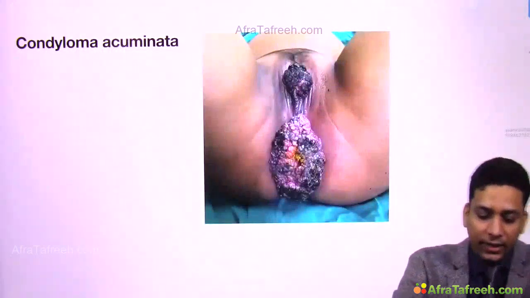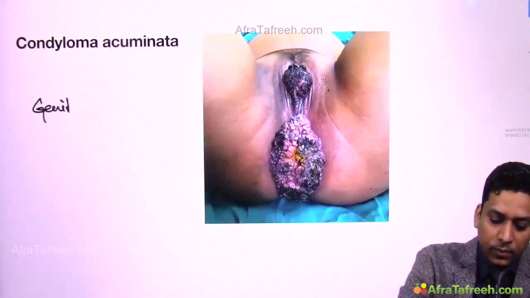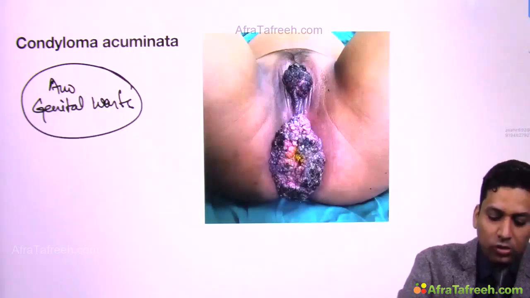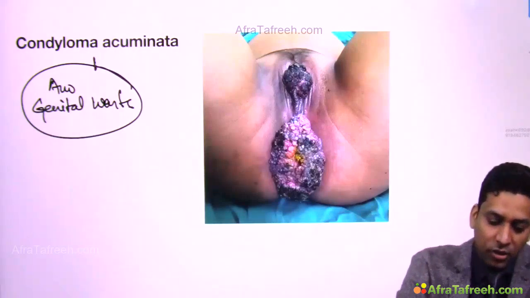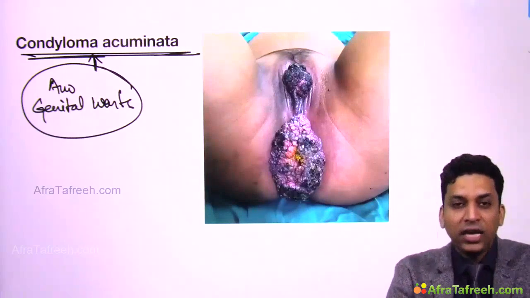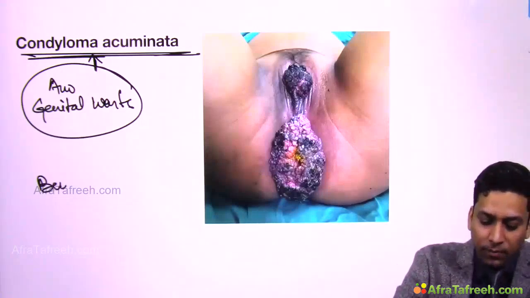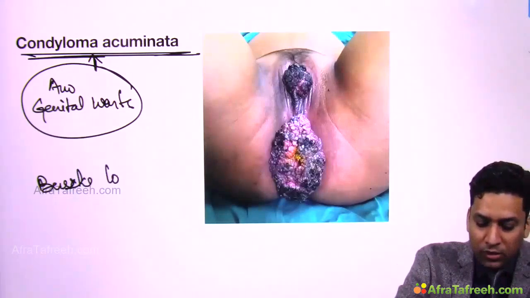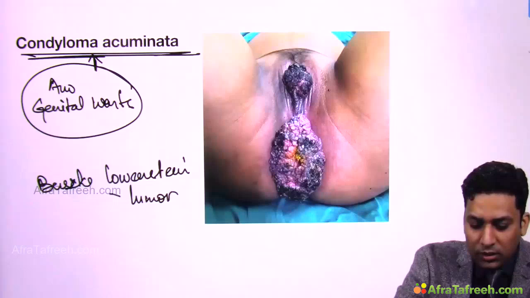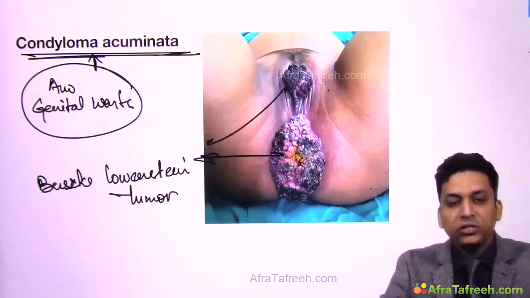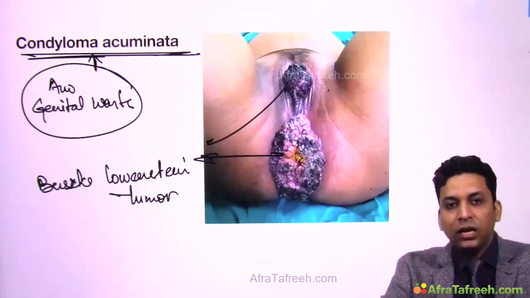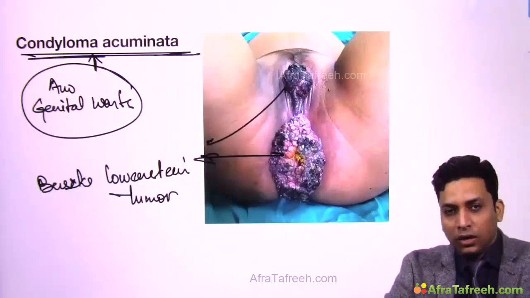Similarly, I told you genital warts or anogenital warts are also a sexually transmitted infection, also known as condyloma acuminata. Sometimes they can become very large, and when they become very large we call them Buschke-Lowenstein tumor. Like here in this case, these are the lesions of Buschke-Lowenstein tumor, and if they are very large, we might need surgical removal, that is how we can cure it.